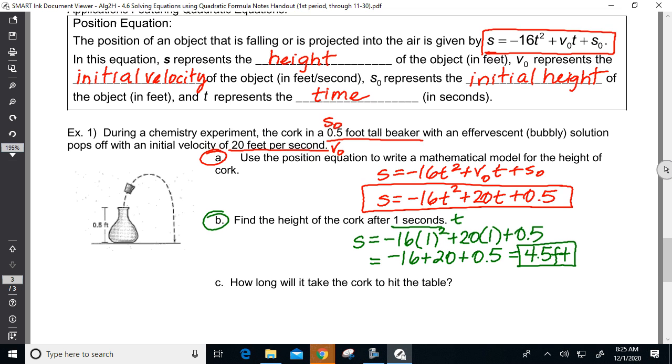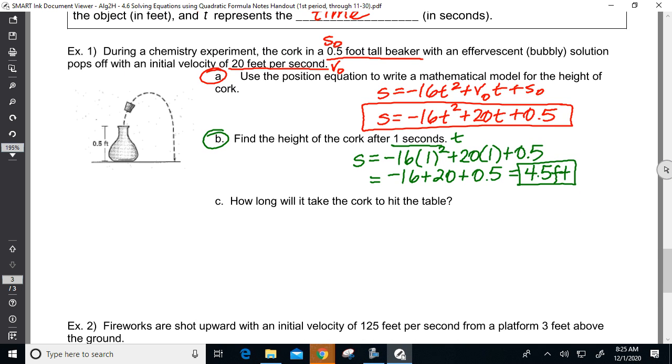Part C is the one that will take a little bit more time. And now you're going to use the quadratic formula. How long will it take the cork to hit the table? So the cork pops off. You want to figure out how long it's going to take for it to finally hit the table. So that means your height is now going to be 0. It's on the table, laying on the flat surface. So your 0 equals negative 16t squared plus 20t plus 0.5. So we're looking for time. Any questions before we go ahead through the problem?